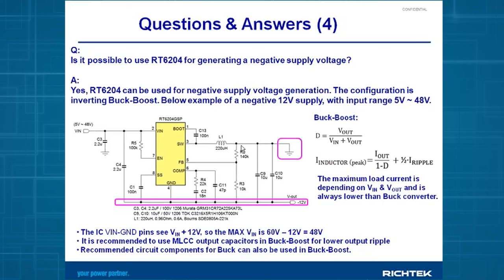The output current is discontinuous. In the output capacitor, the current is discontinuous. And this is giving you some slightly higher ripple when you compare it to a buck converter. In this case, it is recommended to use MLCC output capacitors for lower output ripple. But basically, for calculating all the components like the inductor and the compensation, you can just use the standard buck design. So you design the buck converter for 12 volt output, you get all the components for the 12 volt output, and you just make these different application connections, and you have a negative voltage supply.